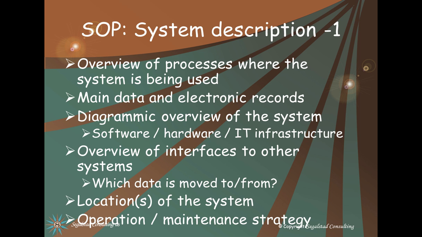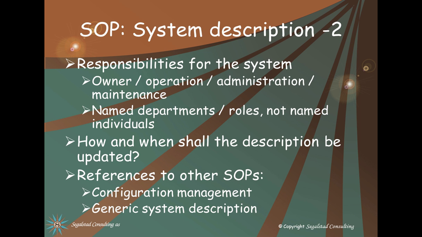Whether we have the system description in an SOP or we just have it as a system description is really up to each organization's suggestions. But we need an overview of the processes where the system is being used. We need the main data and electronic records, diagrammatic overview of the system, software, hardware, IT infrastructure, interface to other systems, and which data is moved to and from these systems, locations of the systems, and operation and maintenance strategy.